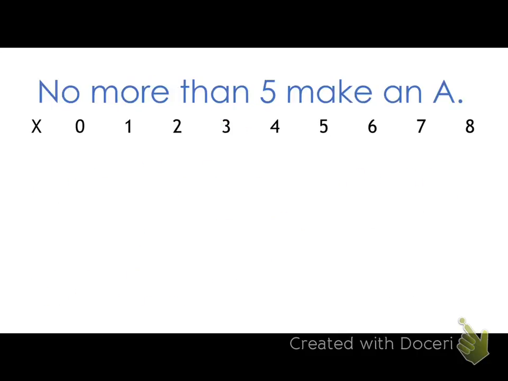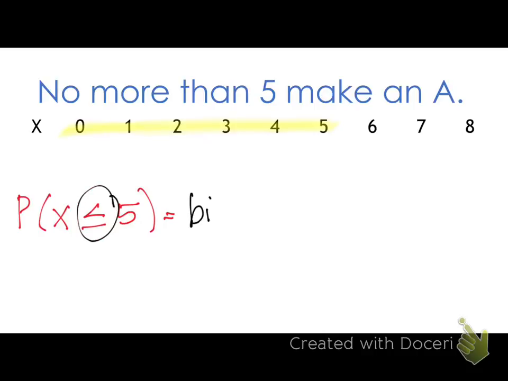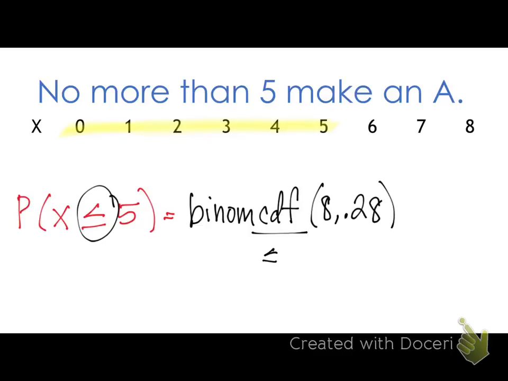Okay, let's try another one. So it says no more than 5 make an A. So if you want no more than 5, then I would include everything from 0 to 5, but nothing more than that. So to indicate my probability statement, that would be that X is less than or equal to 5. If you're doing a less than or equal, then that will always be binom CDF. Binom CDF is always less than or equal to. You have 8 trials. Probability of success is 0.28.